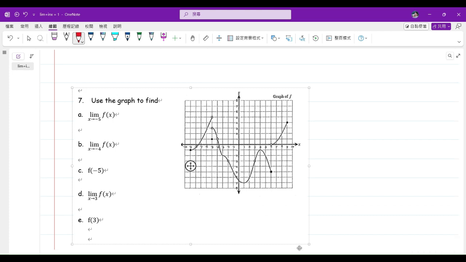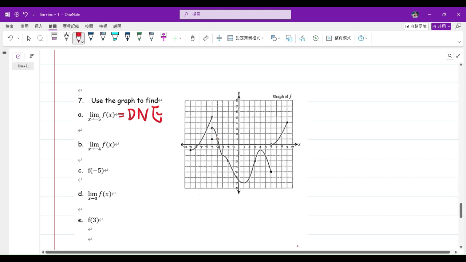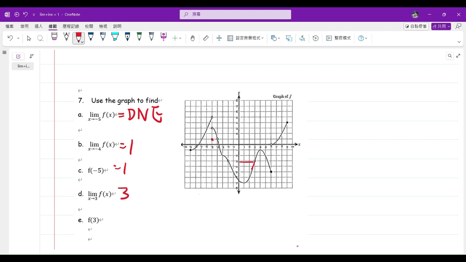Question 7, basically everyone can get this right. X approaches -5, because the left limit does not equal the right limit. If it's from the graph, you don't have to prove the right-hand limit is not equal to the left-hand limit. So you can just write D and E, okay? Because you can see from the graph. Approaching -4, that will be 1, right? At -5, that's this point, so equals 1. Approaching 3, that's 3, and then this 3 is undefined.